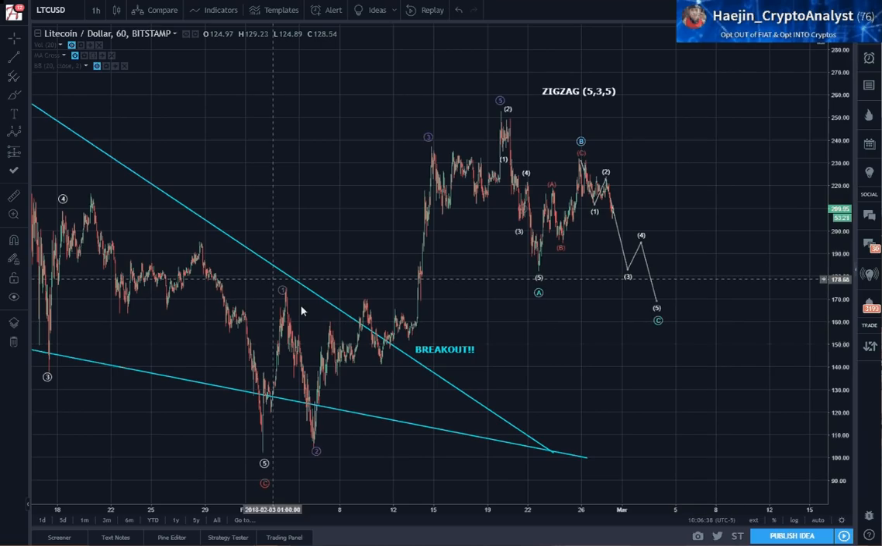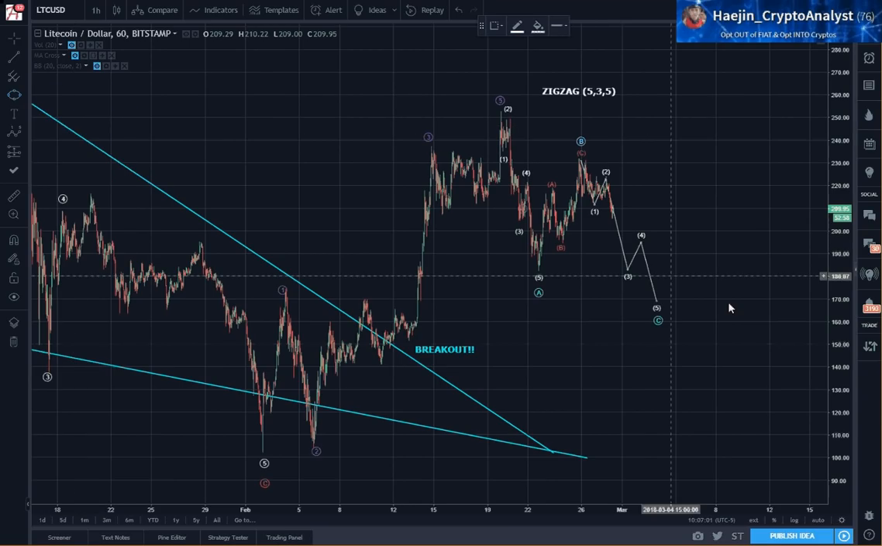So this is very exciting. Not because we're going down, but if this is wave 1 of a higher degree for Litecoin, this is wave 2 of a higher degree, ABC, what might you want to do in this region?